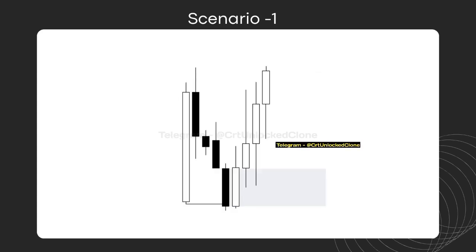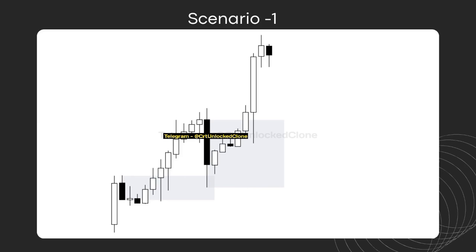Now again here in this example you can see that price purged liquidity by taking out this CRT, right, and then price closed above the candle that purged liquidity, but it only closed above the open. So in this case again we'd use the body as an order block and not the wick, right? Let's look at another example right here.